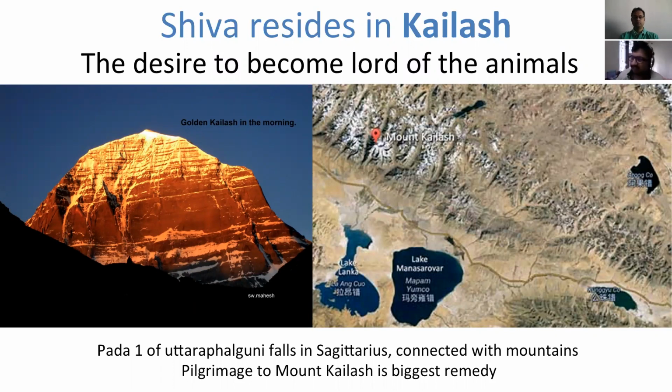So for these natives, especially Pada 1, Uttara Phalguni falls in Sagittarius. It's connected with mountains. It's the natural 9th house of pilgrimages. So if these natives do a pilgrimage to Mount Kailash, that's a remedy. For Phalguni natives, if they do something for Mount Kailash, that's the biggest remedy there, because they are almost at the highest energetic point of the earth where Shiva and Parvati reside.